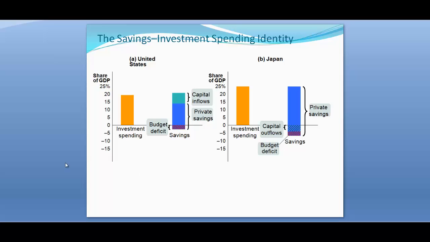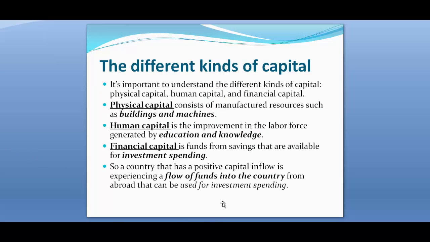One additional item to note, it's important to understand the different kinds of capital: physical capital, human capital, and financial capital. Physical capital consists of manufactured resources such as buildings and machines. Human capital is the improvement in the labor force generated by education and knowledge. Financial capital is funds from savings that are available for investment spending. So a country that has a positive capital inflow is experiencing a flow of funds into the country from abroad that can be used for investment spending.